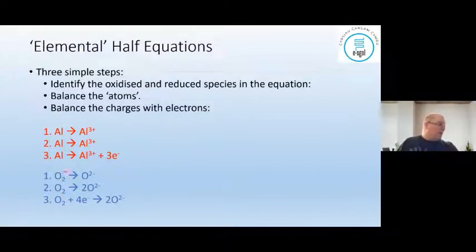Now, for a reduction example, we took O2 and reduced it to oxide, O2-. This time we do need to balance the atoms in quotation marks because we have 2 oxygens on the left-hand side, but we only have 1 on the right-hand side at the moment. So we need to put a 2 in front of the oxide. Then we add 4 electrons because we've got a total charge of -4, 2 times 2 on this side. So we need 4 electrons to balance that out.